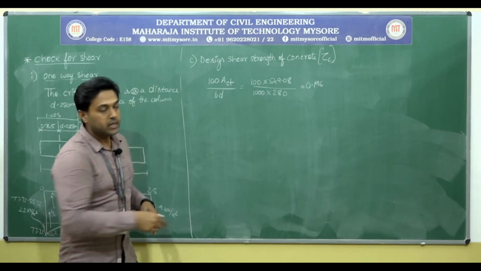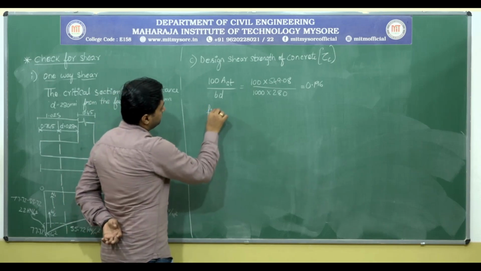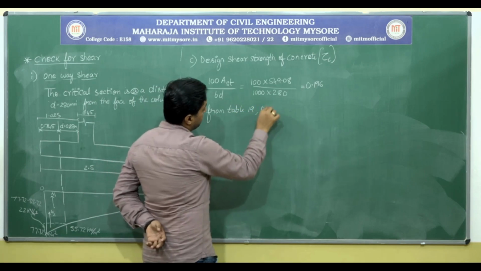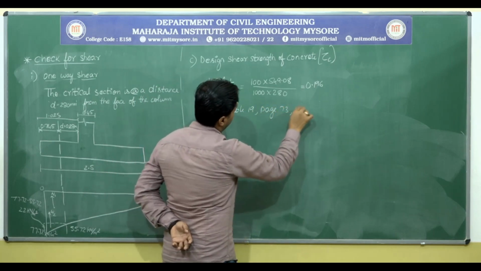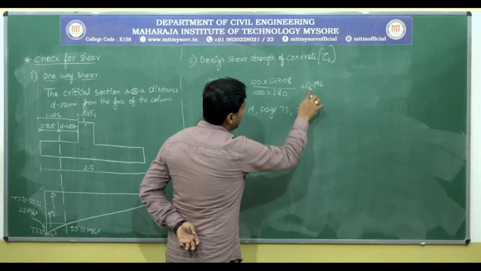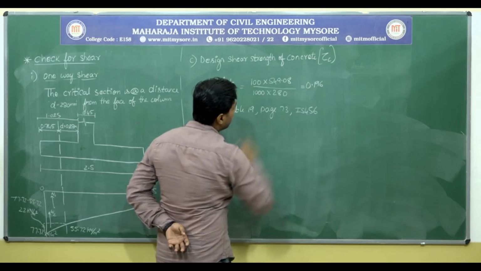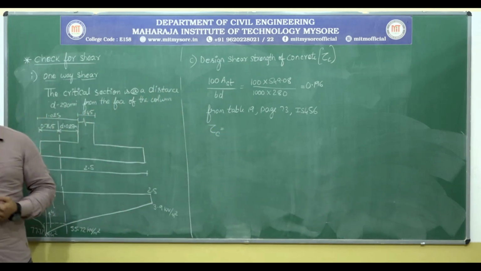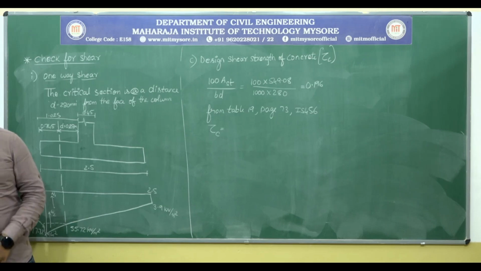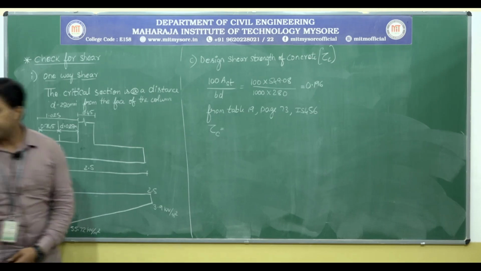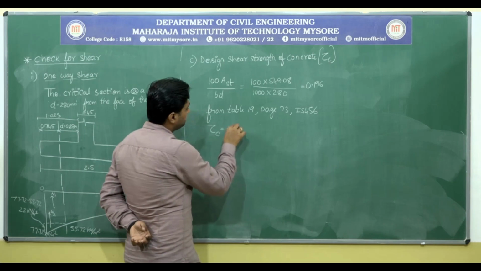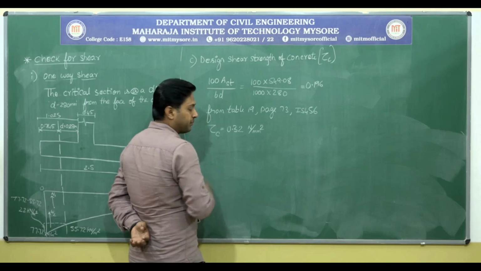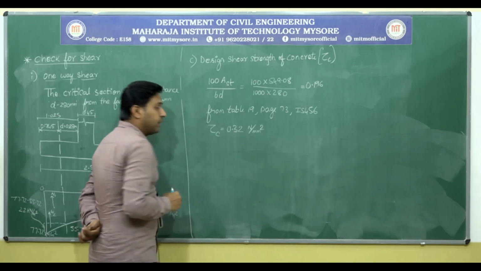So where will I be getting that? From table 19, page 73, IS 456. For M20 grade concrete and 100 AST by BD value 0.196, the value I can directly take by doing the interpolation. So the value is 0.32 Newton per mm square.